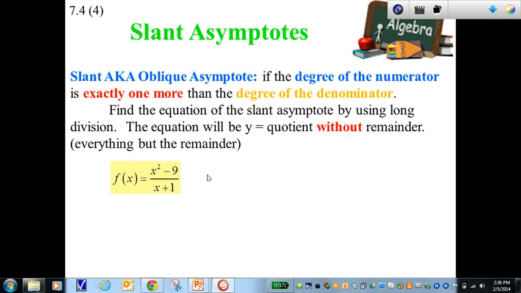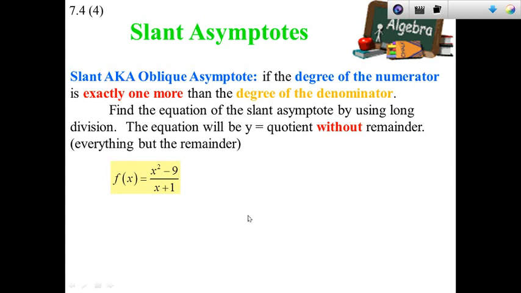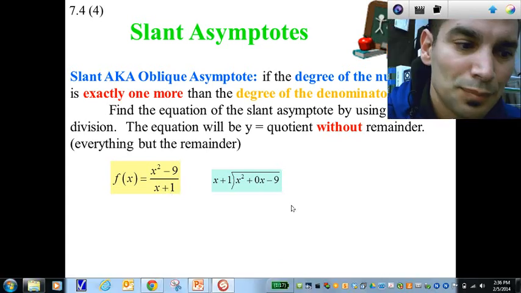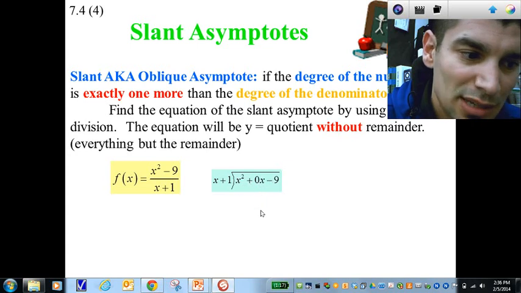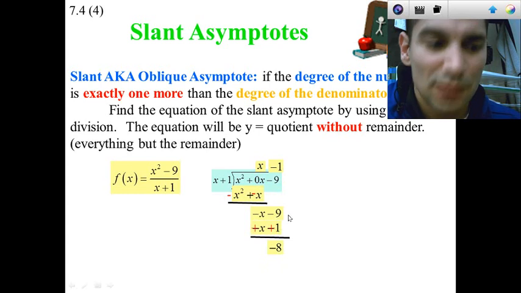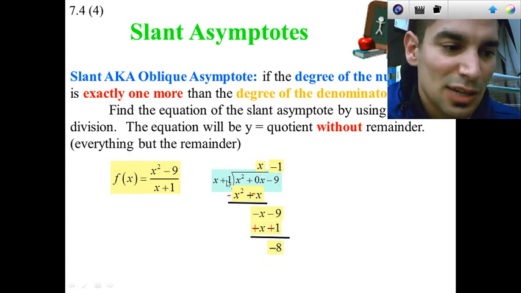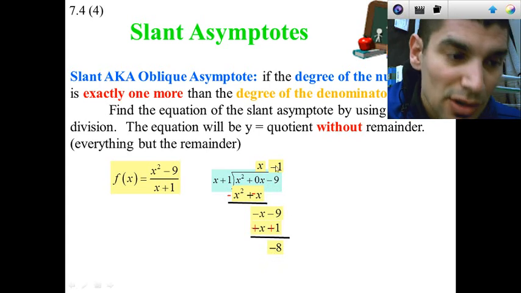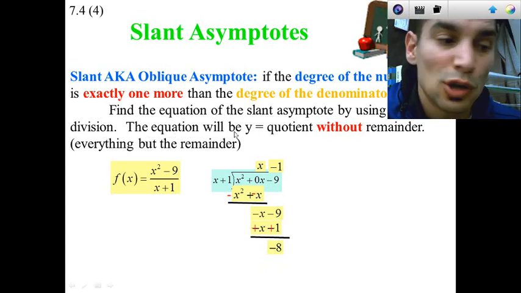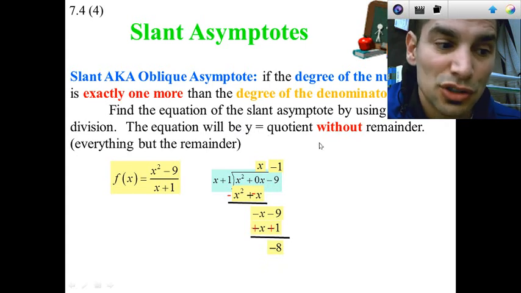So let's look at this. If I had (x squared minus 9) divided by (x plus 1), I say, what's the slant asymptote? You can use long division, or because this denominator is a positive 1, you could actually even use synthetic substitution if you would like. All I'm going to do now is I had to have a placeholder for the x row. 1, 0, negative 9. We could do the whole long division thing. Here's all the work. And I have x minus 1, and here's the remainder, negative 8. The equation of the slant asymptote would be y equals the quotient without the remainder. So it would be y equals x minus 1.